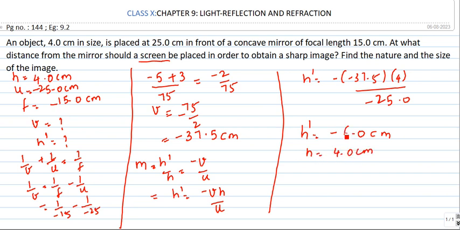So your h is given to be 4 centimeter. So we see that the height of the image is greater than the height of the object, which means that the image is enlarged. So now what do we have? The nature of the image is real because we have a negative magnification, and we place a screen. So when you place a screen, it is always a real image. So real, inverted and enlarged.